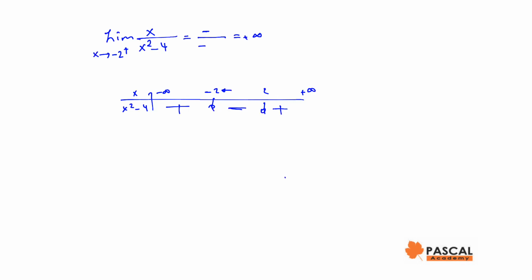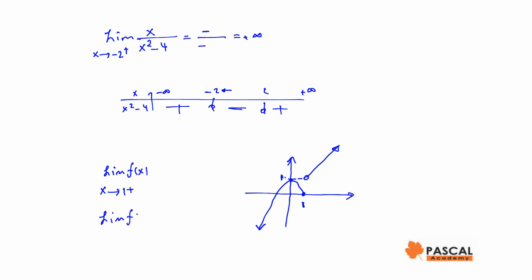Let's consider the graph of a function f of x and find right side and left side limit of f of x as x approaches 1 and see if limit of f of x exists as x approaches 1 or not.